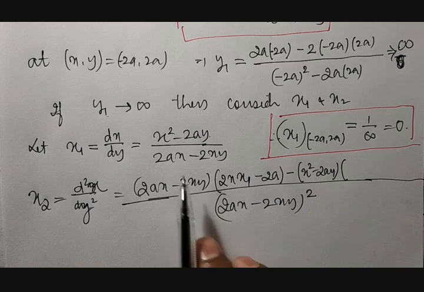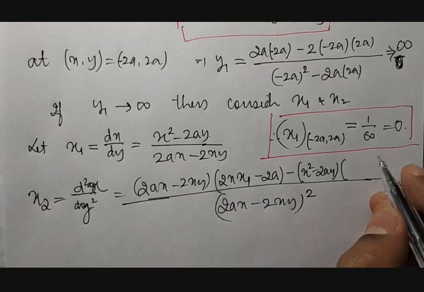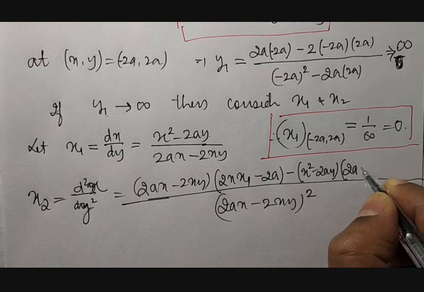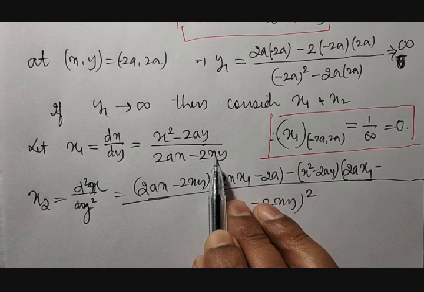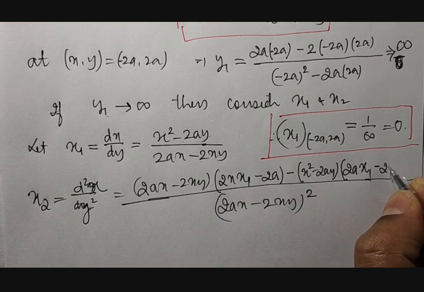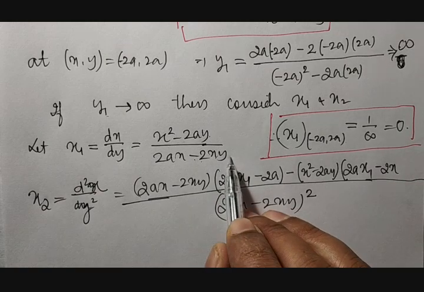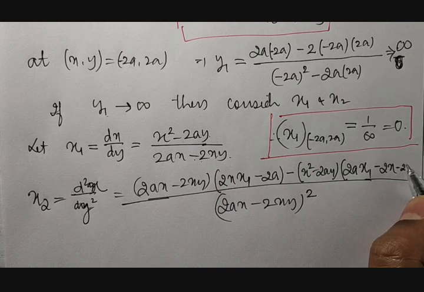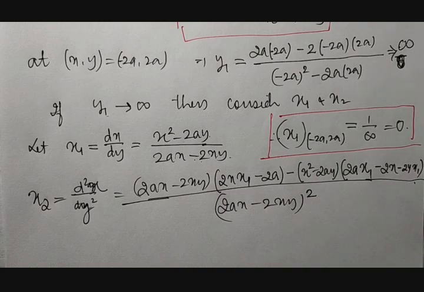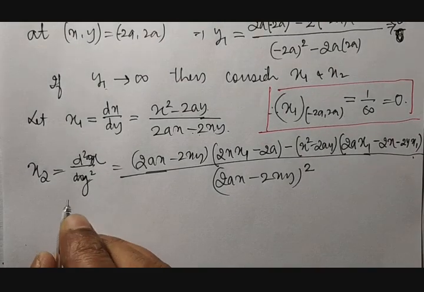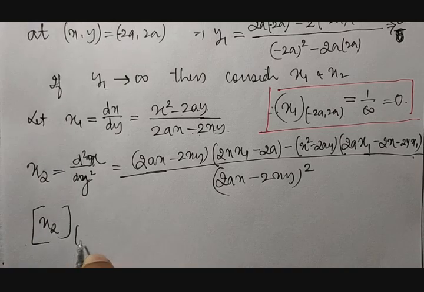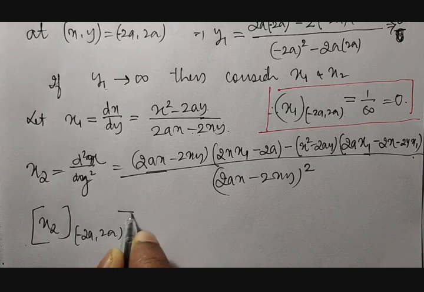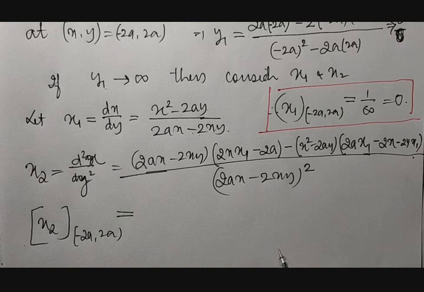Then differentiating the denominator with respect to y. That becomes 2a, and differentiation of x with respect to y is x1 minus 2x common. Then differentiation of y will be 1. Then minus 2y common. Then differentiation of x is x1. Fine. Then at the given point minus 2a comma 2a, the value of x2 is equal to, substitute all these values and calculate.